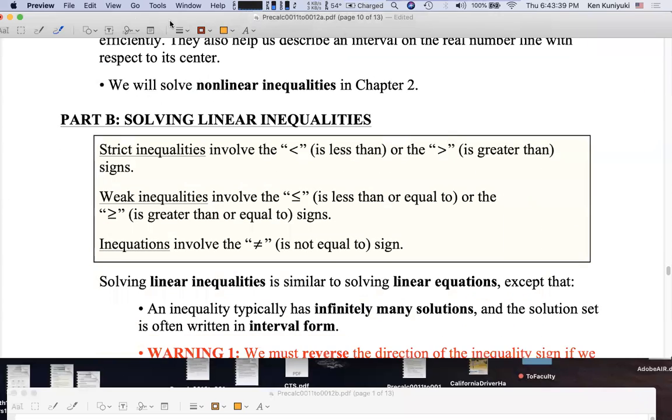So inequalities involve symbols like these. Strict inequalities, like is less than or is greater than, or weak inequalities, like is less than or equal to, or is greater than or equal to. Inequations involve this symbol.